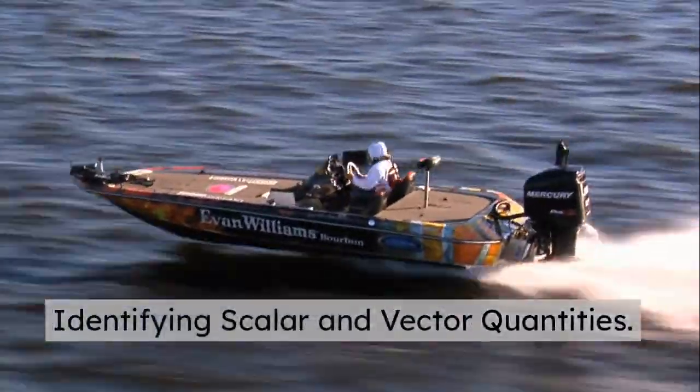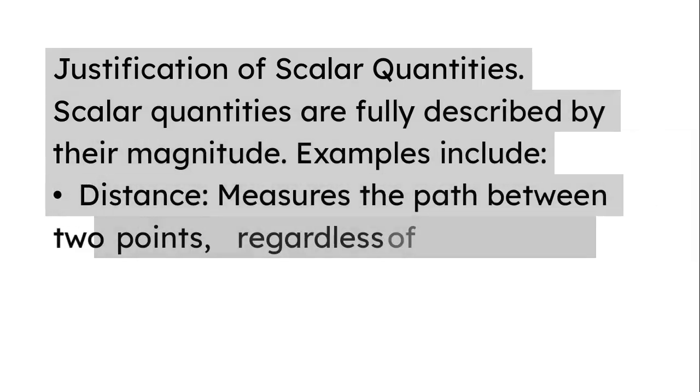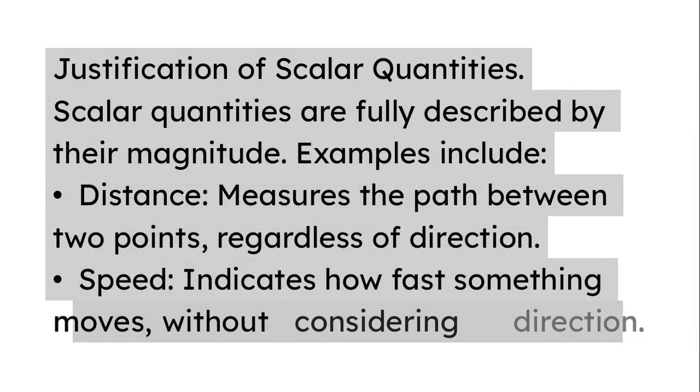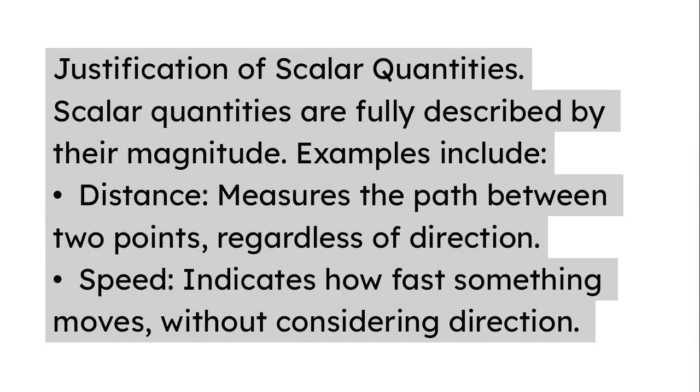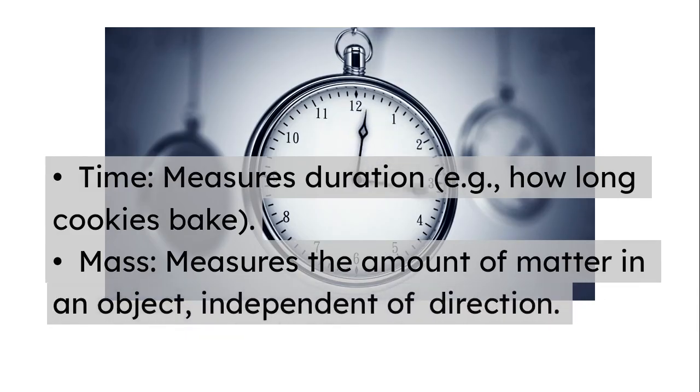Identifying scalar and vector quantities. Justification of scalar quantities. Scalar quantities are fully described by their magnitude. Examples include distance, which measures the path between 2 points, regardless of direction. Speed indicates how fast something moves, without considering direction. Time measures duration, e.g., how long cookies bake.